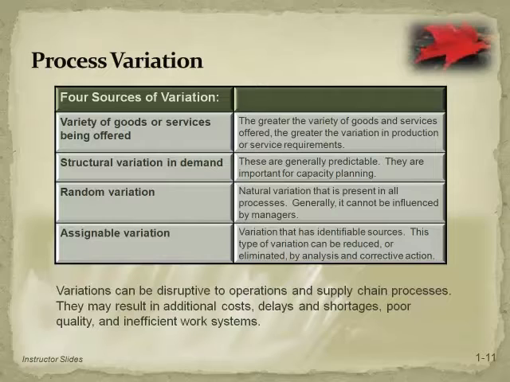So the challenge in operations management is to recognize that process variation is something that will always be there, but to try to control the amount of the variation and to try to limit the variation to the smallest possible amount. And we'll talk about some techniques for doing that in our chapter on quality control.